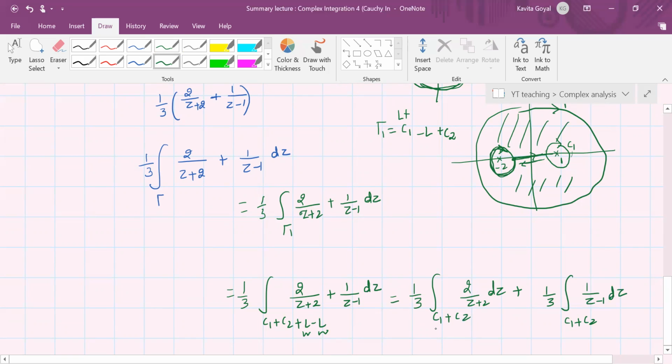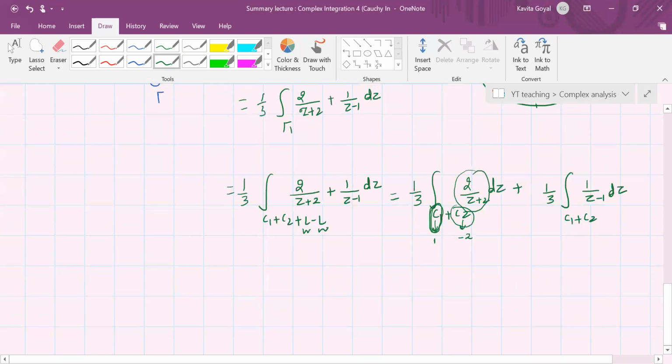Now this is a circle with center 1 and this is a circle with center -2. So this function is analytic for this circle, so the integral along this circle is 0, and along C2 will be how much? You see, 1 upon z plus 2 will give 2 pi iota. So 2 will be outside, into 2 pi iota, but with a negative sign because this C1 is now negatively oriented.